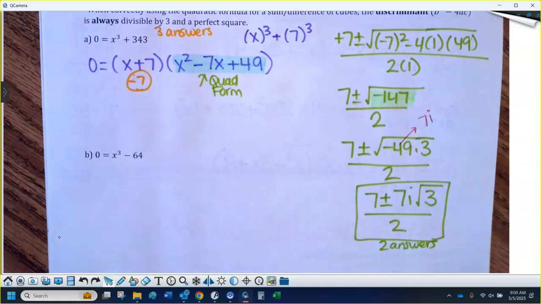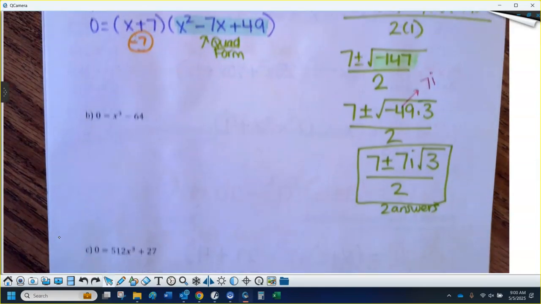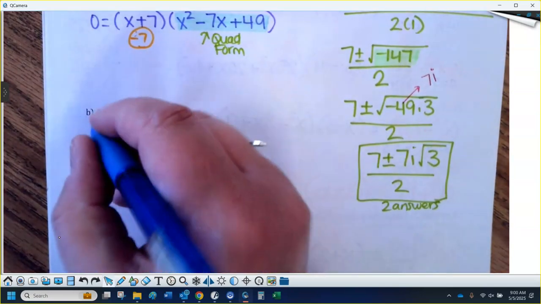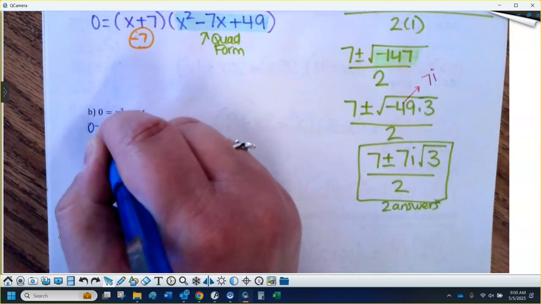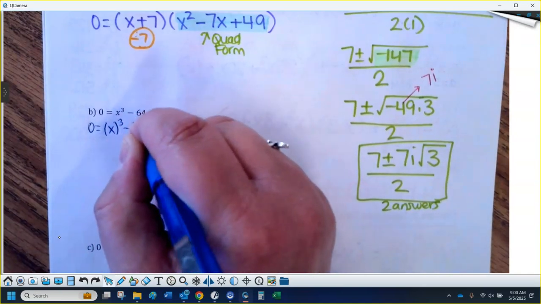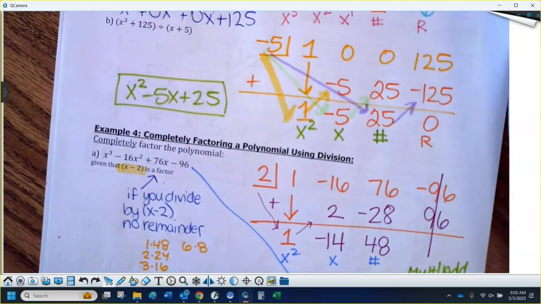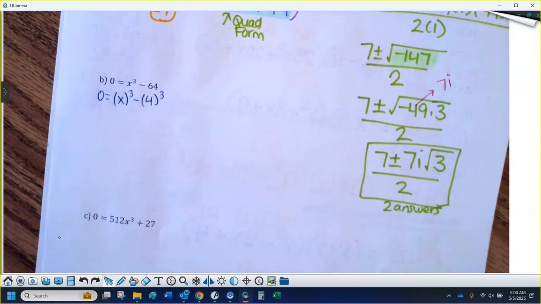Let's just try one more real quick. I don't remember if we factored this guy on the front. Let's see. So this would be x cubed minus 4 cubed here. Let me flip back for 1 second. Did we do this one in the front? Nope, we didn't. Okay, so we got to do this real quick.